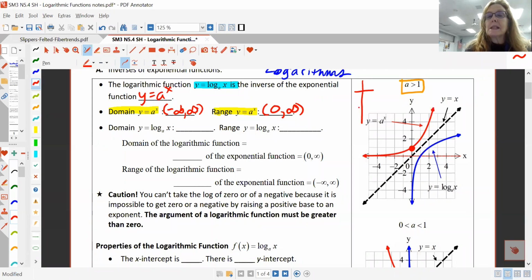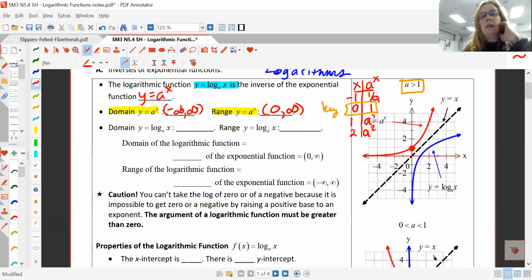So basically the basic set, okay, x, a to the x. If I put in -1, I get 1 over a. If I put in 0, I get 1. That's essentially the key point. If I put in 1, I get a to the first. If I put in 2, I get a squared. So on one side, it goes very large because it's squared, cubed, to the 4th power, to the 5th power, etc. On the other side, very small fractions, 1 over a squared, and so on. Okay. So this is the graph we talked about last week.